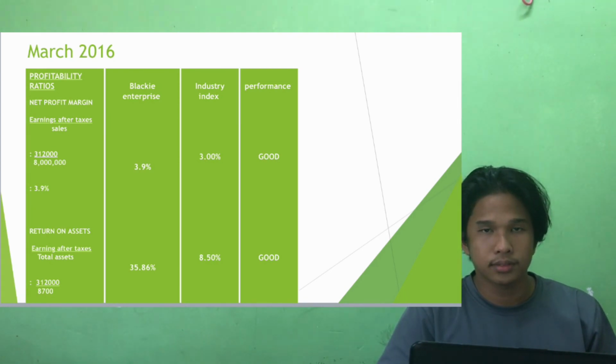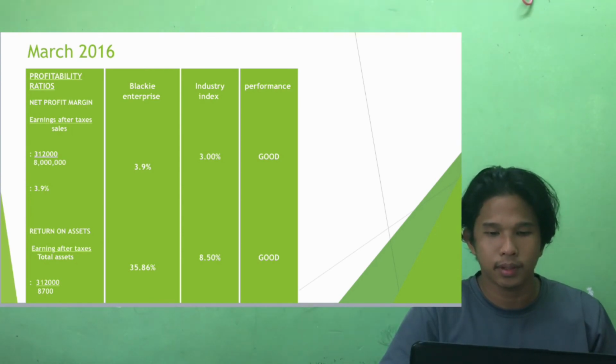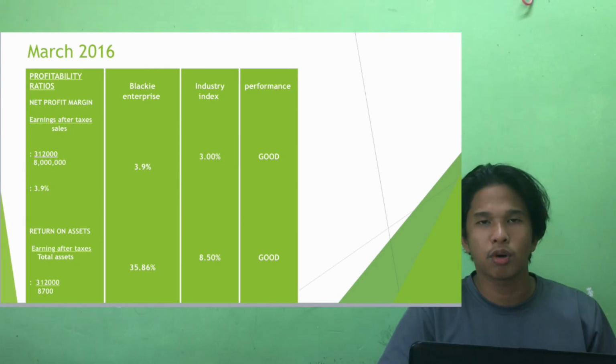Next, return on assets. Earnings after tax 312,000 divided by total assets 8,700,000 equals 3.586%. So the performance of Black King Enterprise is good because they have 3.586% while the industry index is only at 8.50%.